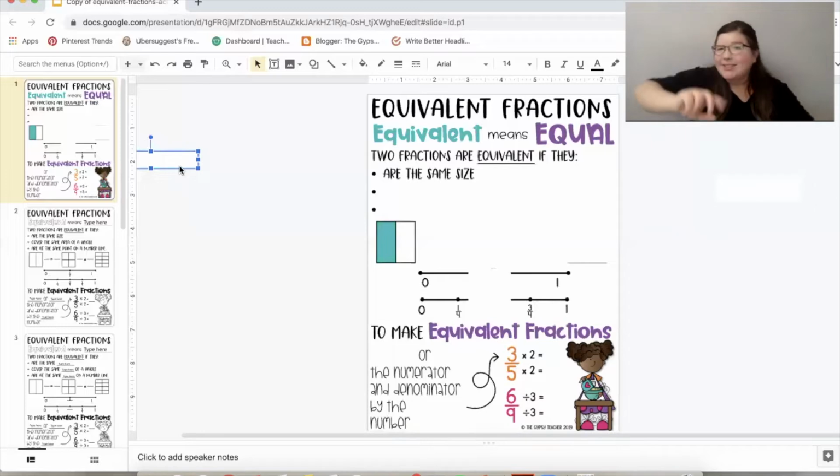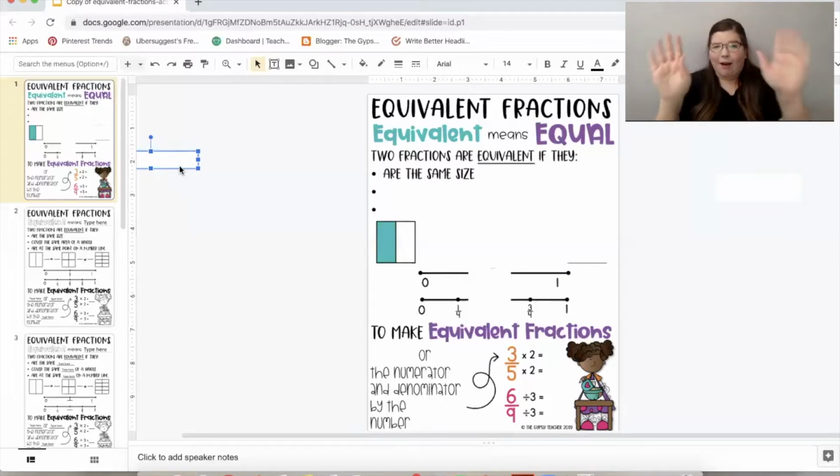Two fractions are equivalent if they are the same size. If they are the same size. Yeah, you can get into it. So if you have that blank, make sure you fill it out. You can pause this video and then start it again.